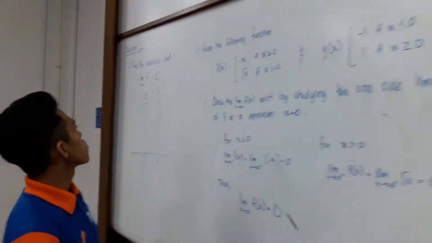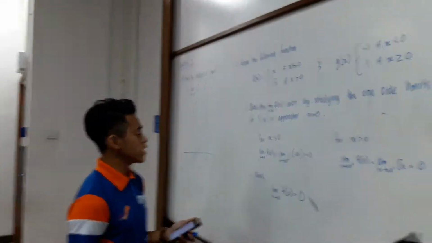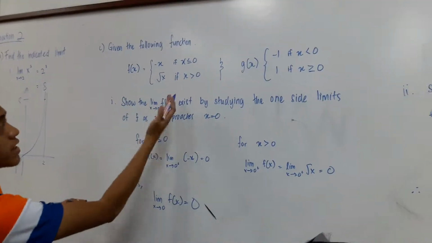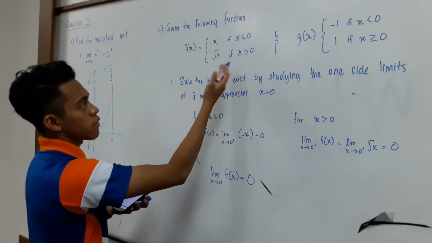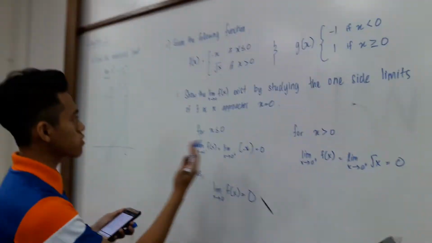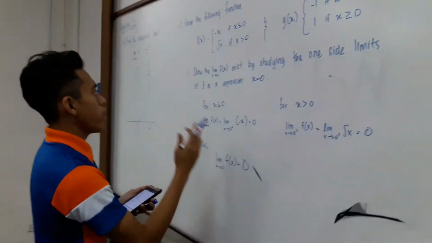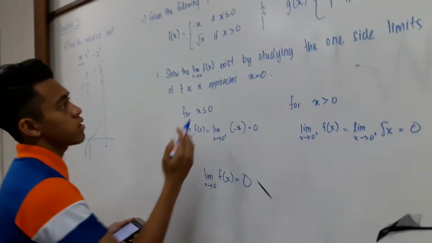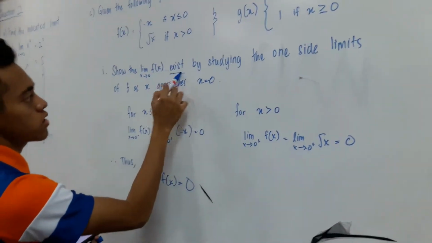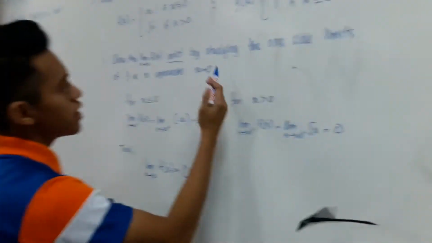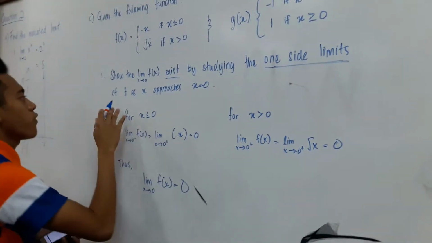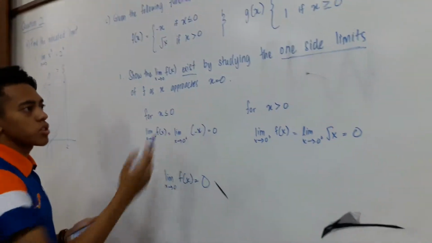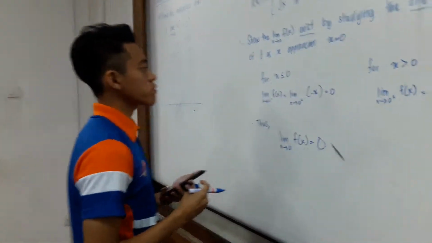And we move to question C. For question C, given the following function f(x), if x satisfies the condition x is less than or equal to 0, and this one with the condition x larger than 0. So going forward to the question: show that the limit of f(x) as x approaches 0 exists. This is the key point, by studying the one-sided limits of f as x approaches 0.